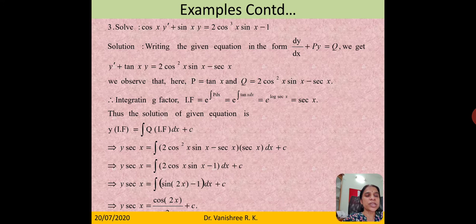In the algorithm we had 3 steps. First step is writing it in the form dy by dx plus py is equal to q. Second step is finding the integrating factor, and the third step is directly writing the solution using the integrating factor, which is y into integrating factor is equal to integration of q into integrating factor dx plus c. So just substitute your integrating factor. Y secant x is equal to integration of 2 cos square x sin x minus secant x, into secant x. In the place of q, I have substituted q, and in place of integrating factor, I have written secant x. Remaining terms as it is. Now multiply throughout by secant x. There is cos square x and secant x, and secant can be written as 1 by cos, so you will be left with 2 cos x into sin x minus 1.